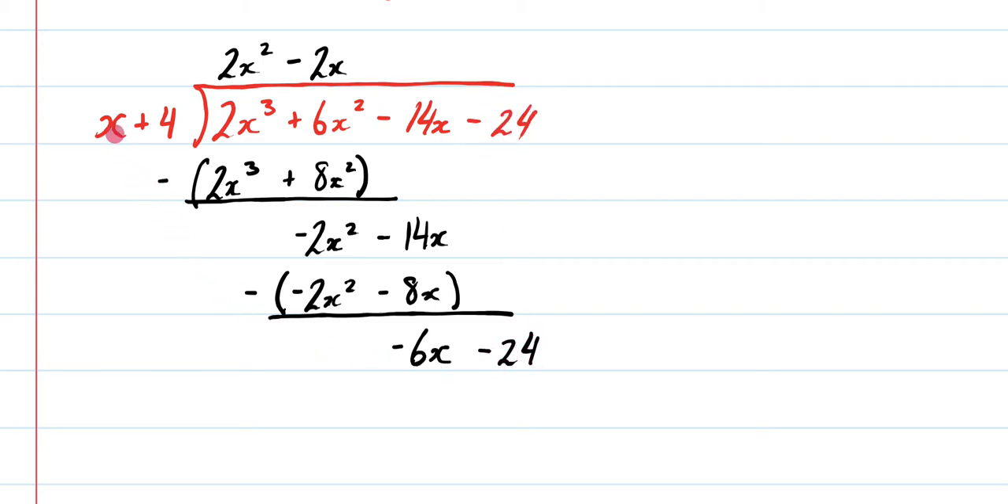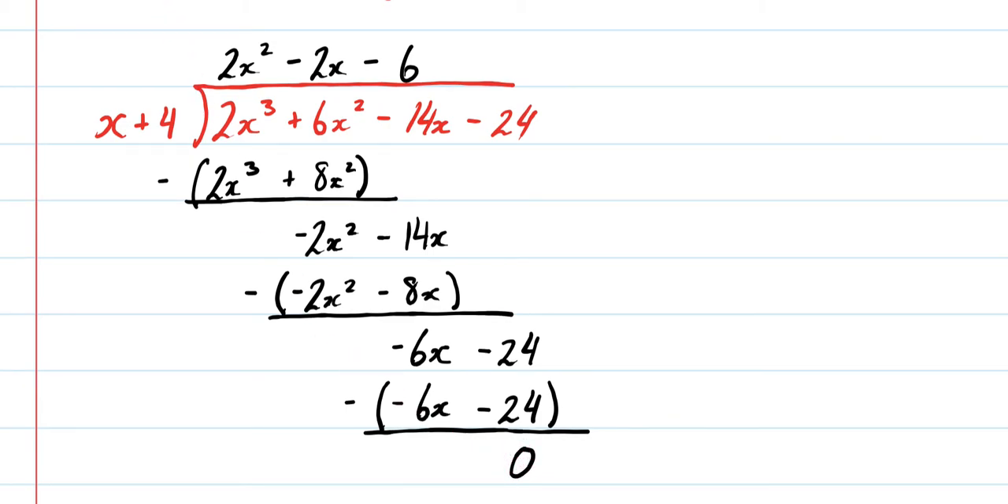How many times does x go into negative 6x? It goes in negative 6 times. Negative 6 times x is negative 6x. Negative 6 times 4 is going to be negative 24. I then perform my subtraction. These are going to go away, and then I'm going to get negative 24 plus 24. And as you can see, I get a remainder of 0, which we should have expected because we were told that our divisor is a factor. So therefore, this is our final answer.